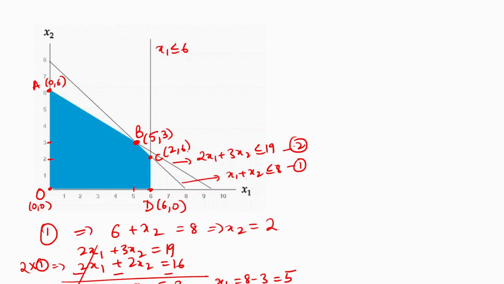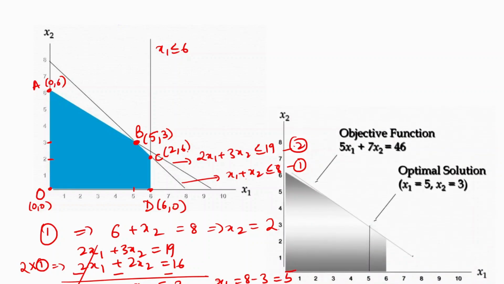So what's the task? The task is to find out the maximal or optimal solution, at which point I am getting it. So here you can see that we can separately find out at O, A, B, C, D, and I am getting the optimal solution at x1 is equal to 5 and x2 is equal to 3 as 46. So you can just put the values and we can get the answer.